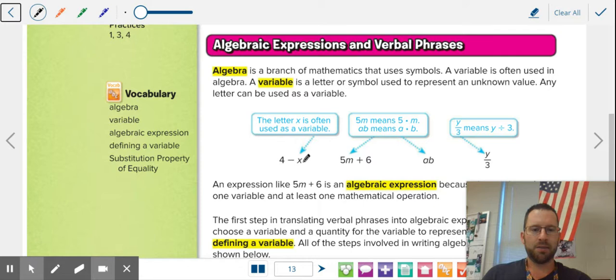You can have letters after operations. You can have letters before operations. You can have numbers and letters touching. What that means is this is multiplication. You can have two letters that are attached. That means multiplication. You can have a letter in the top part of a fraction as a numerator. That means division.